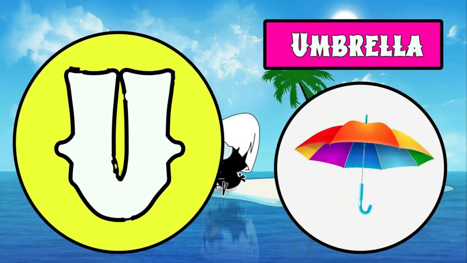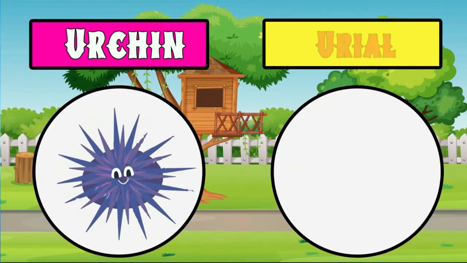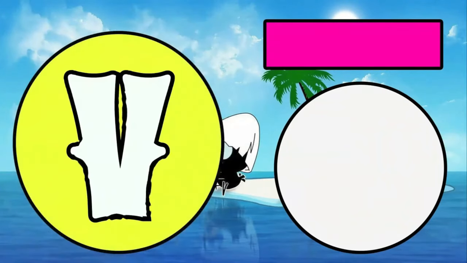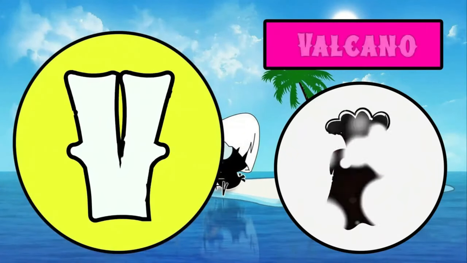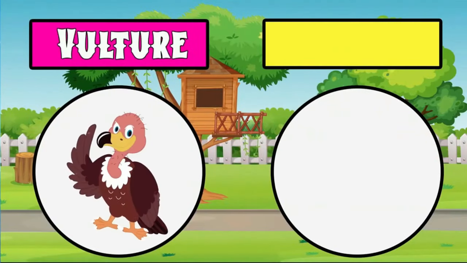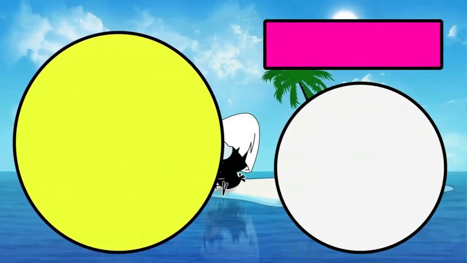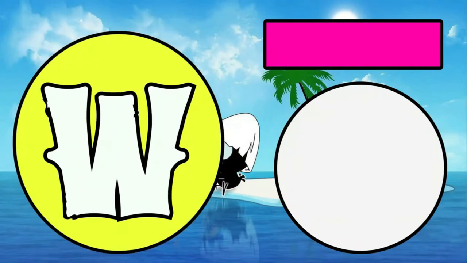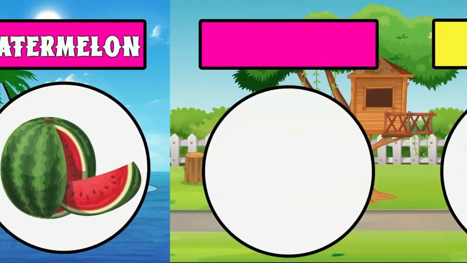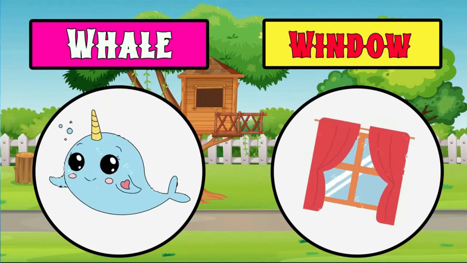U is for umbrella. Kitchen. Yo-yo. V is for volcano. Vulture. Vegetables. W is for watermelon. Whale. Window.